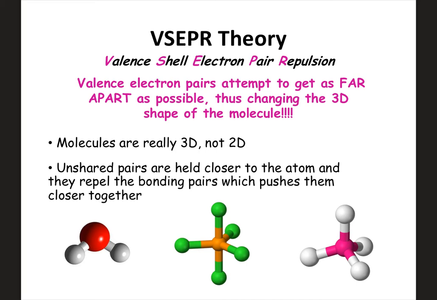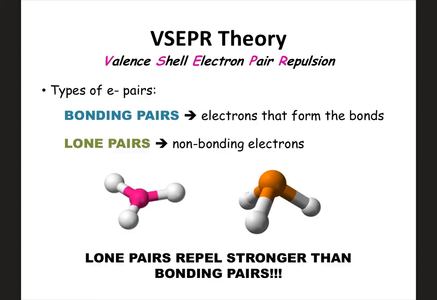Sometimes they're 3D, sometimes they're bent a little bit. So the valence electrons try to get as far apart as possible, and sometimes this leads to some interesting shapes for these covalent compounds.